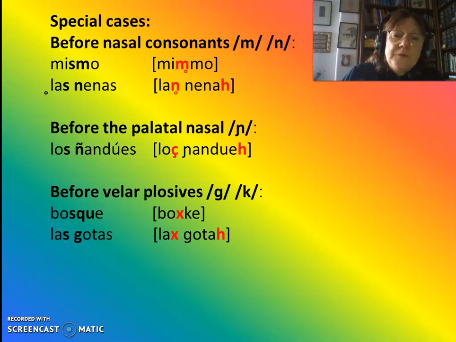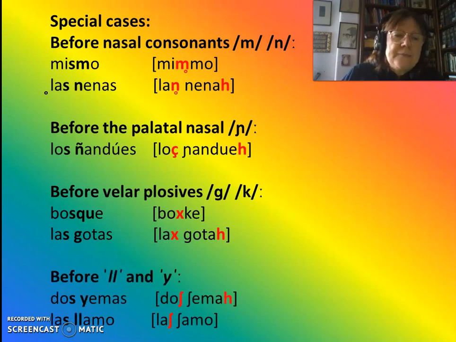Before velar plosives, we use a voiceless velar fricative, similar to the sound that we pronounce for the letter J in Spanish. And the sound again assimilates to the place of articulation of the plosives, "bosque," "las gotas."